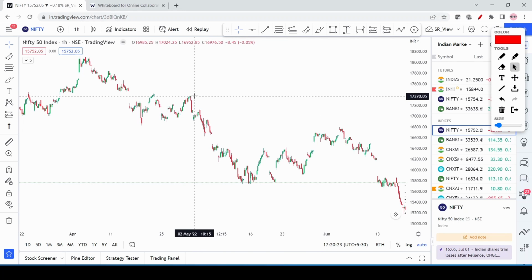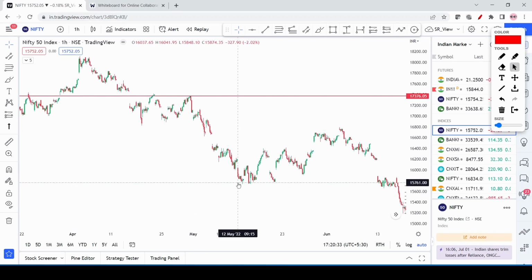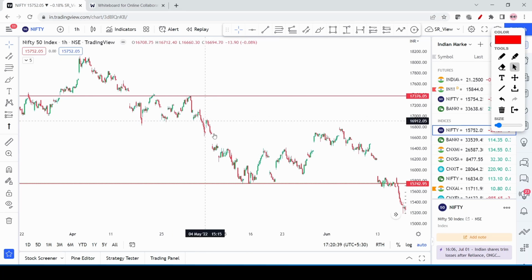Okay, now in this scenario we can see this is the swing high, this level is the swing high, which is around 17,370. Let me mark it here, and this is the swing low, right? So this is the swing high and swing low. Now let's say from here it continuously started falling down, and we need some clarity, right? So from here, how much can it retrace?